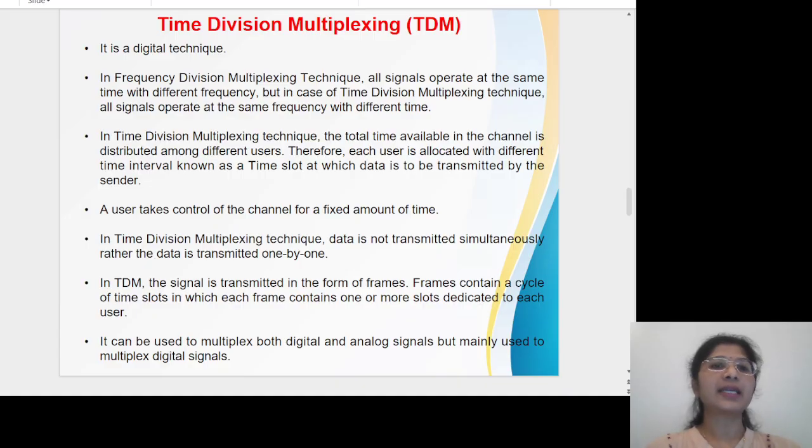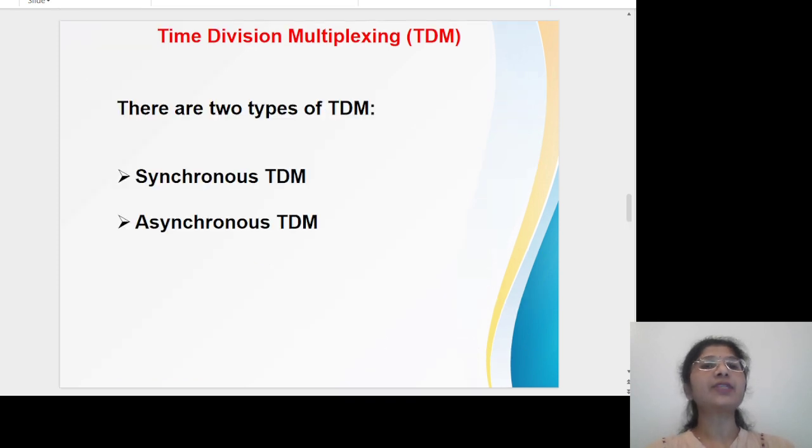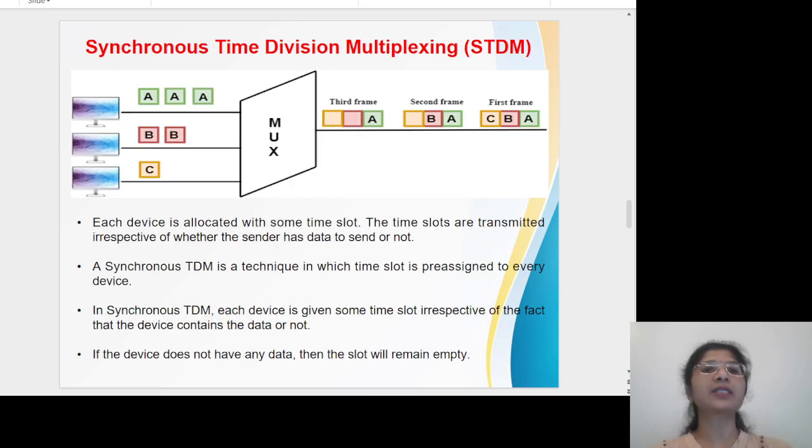It is basically a digital technique. A user takes control of the channel for a fixed amount of time. In time division multiplexing, data is not transmitted simultaneously, rather the data is transmitted one by one. The signal is transmitted in the form of frames. Frames contain a cycle of time slots in which each frame contains one or more slots dedicated to each user. Time division multiplexing is again divided into synchronous TDM and asynchronous TDM.